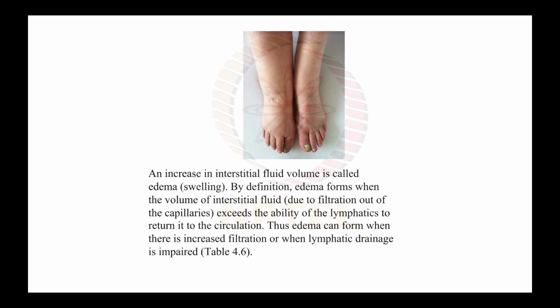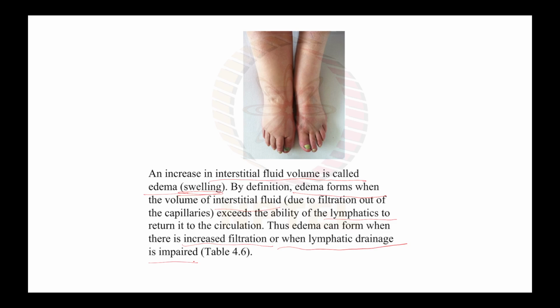Okay, so if there is a defect and improper filtration is happening in the lymphatic system, the excess fluid gets accumulated, and that causes swelling by increasing the fibrous tissue in the body. An increase in the interstitial fluid volume is called edema, which is swelling. By definition, edema forms when the volume of interstitial fluid due to filtration out of the capillaries exceeds the ability of the lymphatics to return it to the circulation. Thus edema can form when there is increased filtration or when lymphatic drainage is impaired.